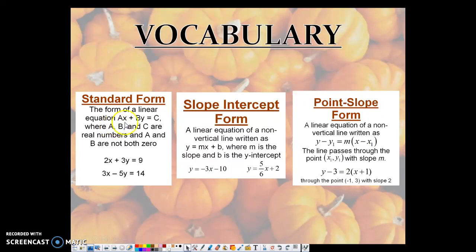Standard form is ax plus by equals c. Slope-intercept form is y equals mx plus b. And point-slope form is y minus y1 equals m times x minus x1.